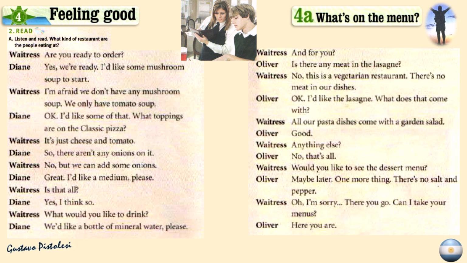And for you? Is there any meat in the lasagna? No, this is a vegetarian restaurant. There's no meat in our dishes. Okay, I'd like the lasagna. What does that come with? All our pasta dishes come with a garden salad. Good. Anything else? No, that's all. Would you like to see the dessert menu? Maybe later. One more thing. There's no salt and pepper. Oh, I'm sorry. There you go. Can I take your menus? Here you are.